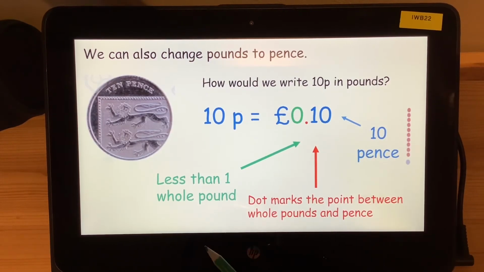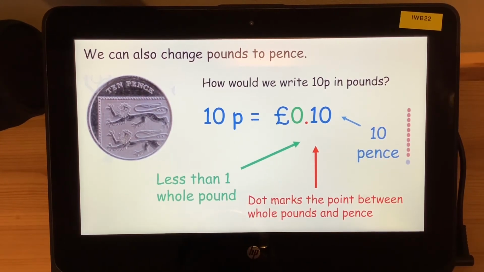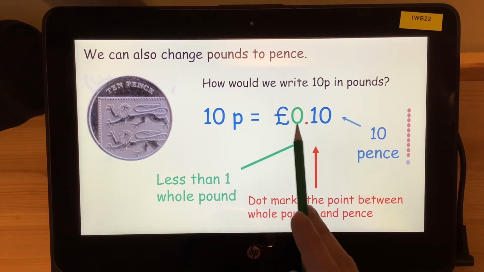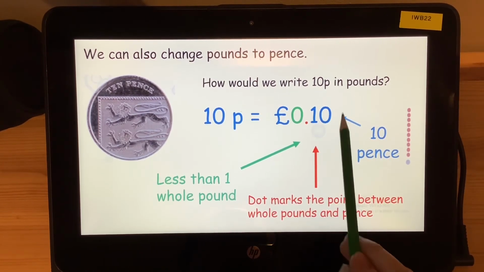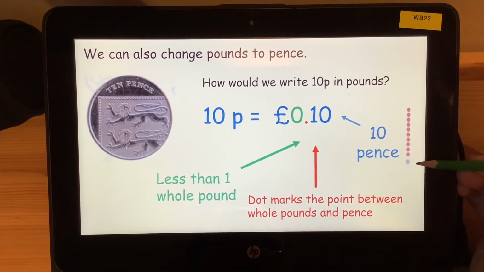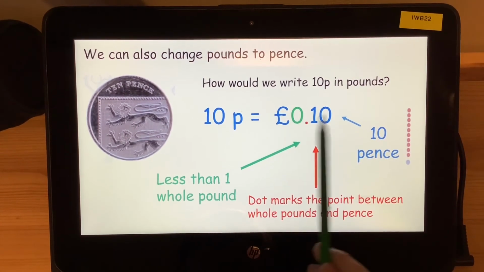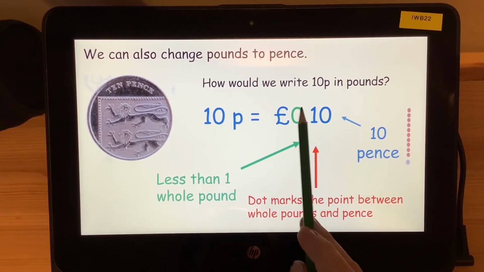So how do we write it? Well, how do we change pounds back into pence? So if you look here, we had 10p and that was written as 0.10 because this was our 10 pence. And remember that our 10 pennies is the same as one 10p, which is why it was written like this. And we had that dot to mark in between the whole pounds and the pence. So this was less than 1 whole pound. That's why we've got 0.